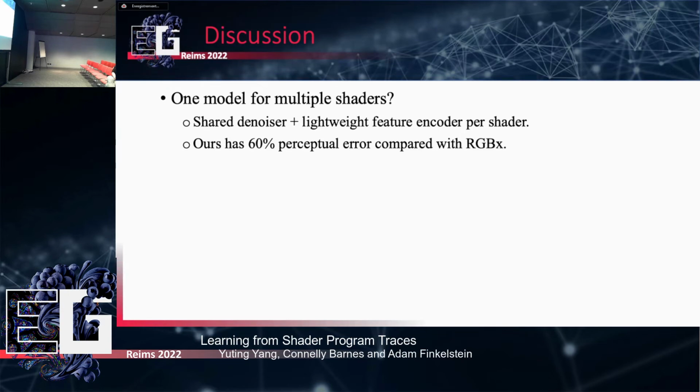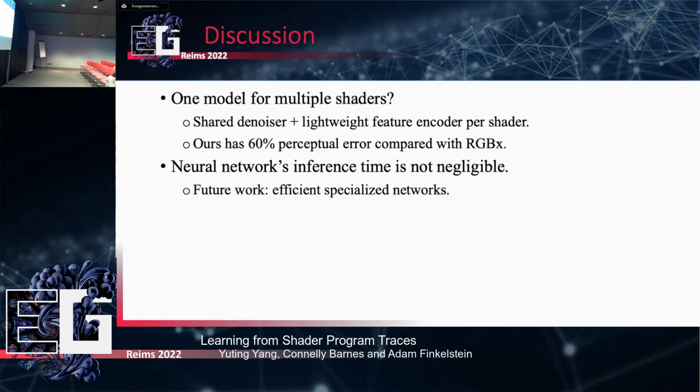Our current framework also has some limitations, which leads to future work. For example, because the neural network's inference time is not negligible, the proposed framework may not be practical for simple and fast shaders, as they could easily use the time budget to draw more samples. Future research might address this by developing specialized networks that are more efficient for inference.